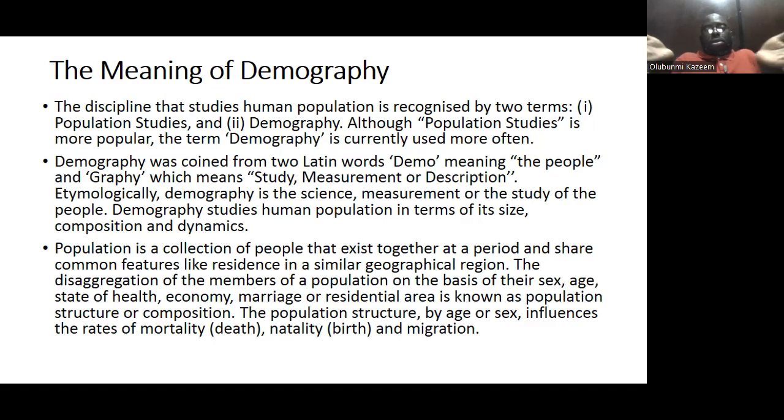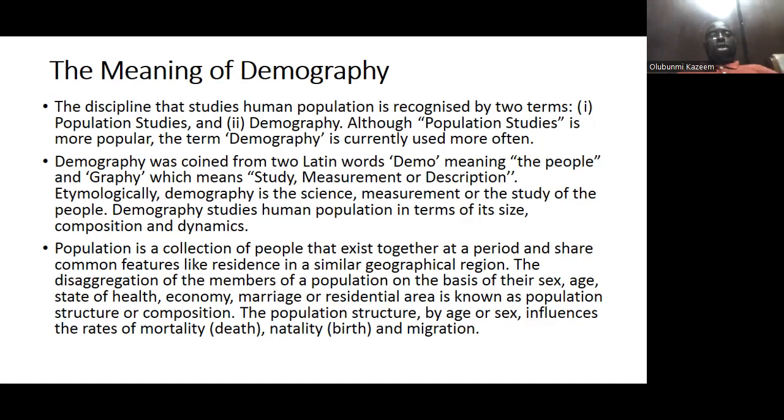So the population has to do with the number of people existing or living together at that particular time and sharing common features like residence in a geographical region. So the number of people living in an area at a particular time is what we refer to as population. By the time you break down population, you would have the sex, the age, the state of health, the economic status, the marital status, the residential area, and so on, which are what we call the population structure of the population. All right.